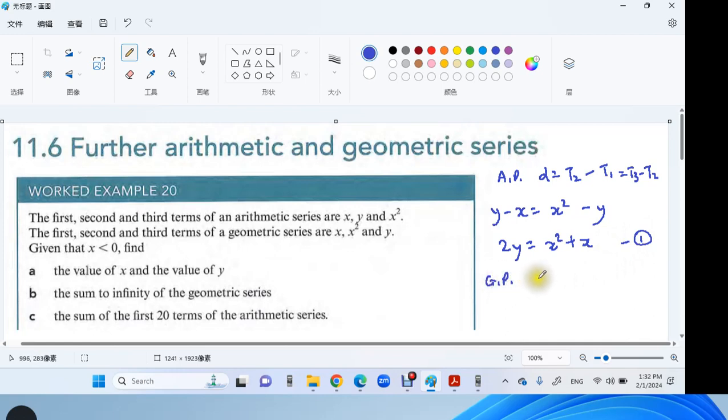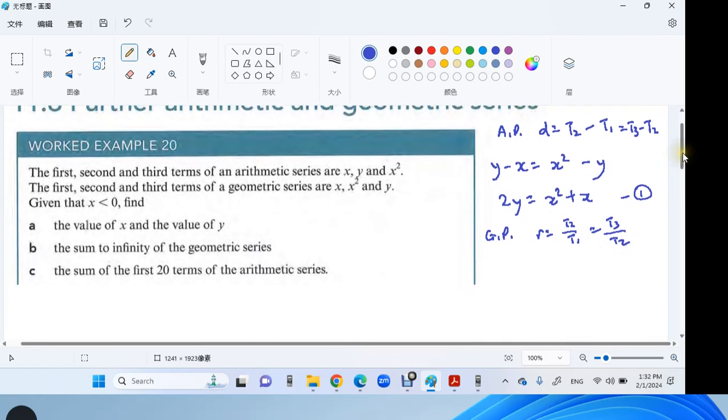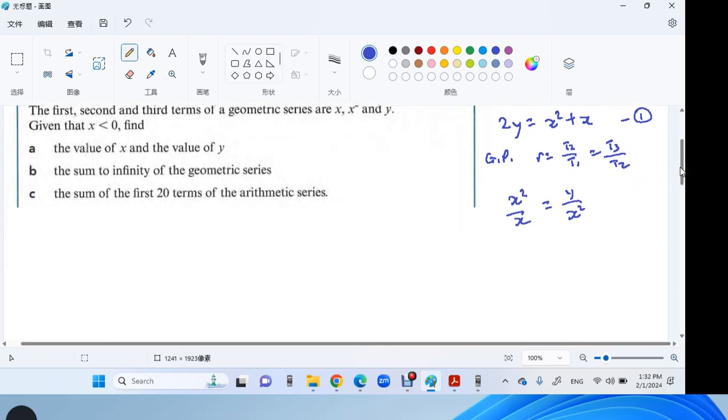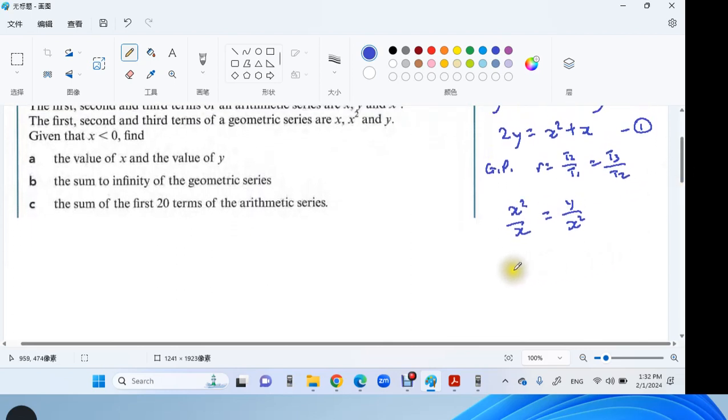For GP, we know that the common ratio will be the second term divided by the first term, also the third term divided by the second term. So I have x squared over x equal to y over x squared. So for this part, we will have y equal to x power 3, because we multiply here and then we can cancel here. So this one becomes equation 2.